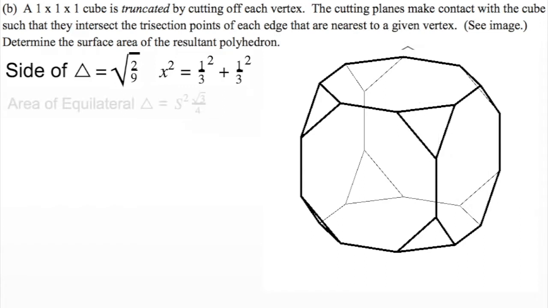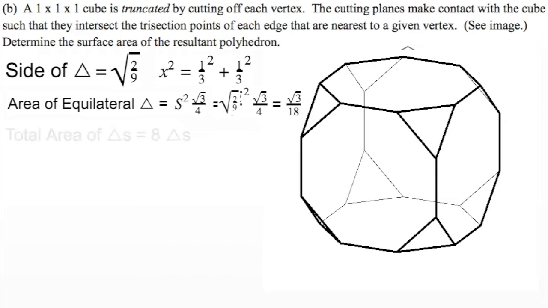Now, since we know the area of an equilateral triangle is s squared times root 3 over 4 with side s, it's just 2/9 times root 3 over 4, which would give you root 3 over 18. Because there are 8 vertices, there are 8 triangles, so you multiply that by 8, and you get the total surface area from the triangles, which is 4 root 3 over 9.